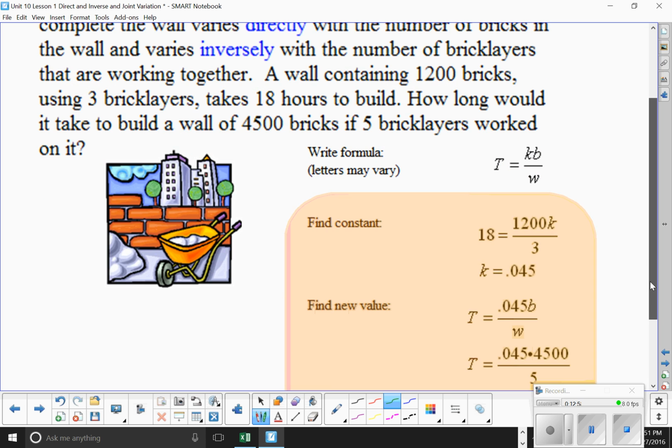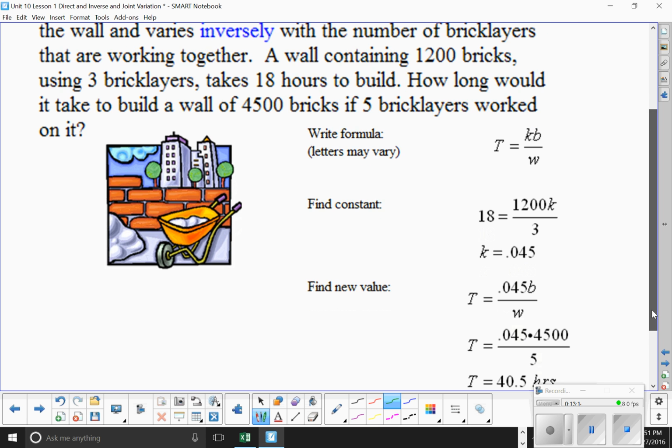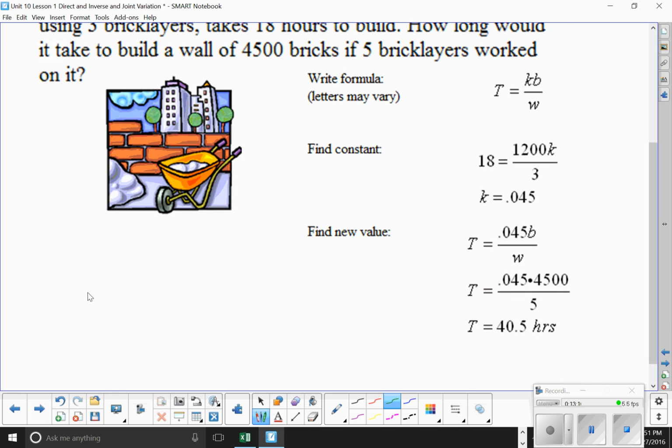And voila. First you were told 18 hours for 1,200 bricks with 3 workers. Here's your constant of variation. You put that in. Now what happens when you've got, how much time will it take if you've got 5 bricklayers and 4,500 bricks? Well, plugging it all in, it's going to take you just over a week. Try the rest of these.